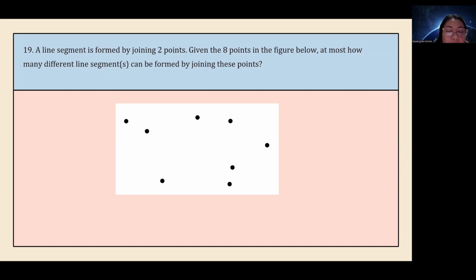Given the 8 points in the figure below, at most how many different line segments can be formed by joining these points? Okay, so for this one, let's just have one basis or starting point to make our line segment. Okay, so these points in space would make your line segment. Okay, so let's say this point would want to join this point here.